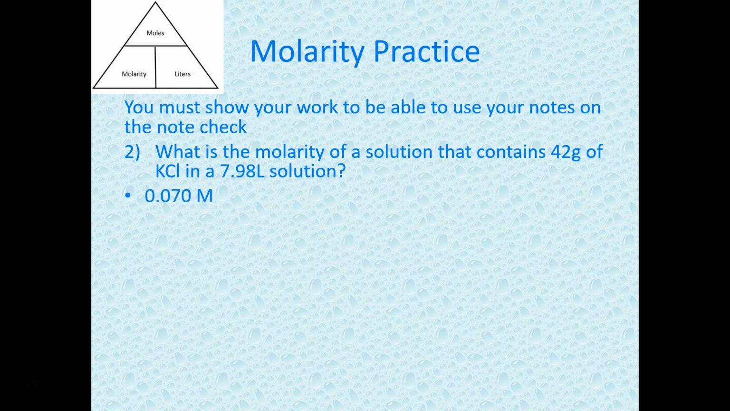All right, you should have gotten an answer of 0.070 molar as your answer. How'd you do? If you got it wrong, make sure you're using the equation correctly. I put the triangle up here to help you out. If you got it right, let's try another one.